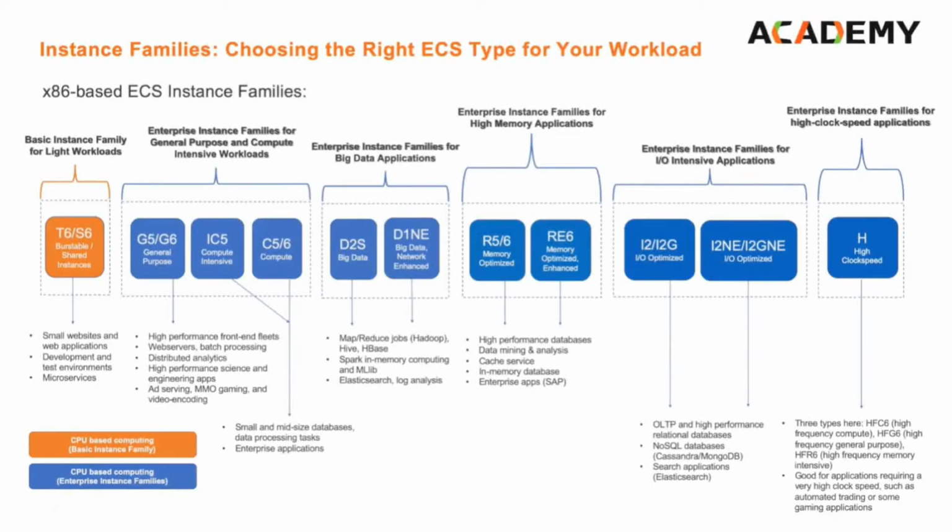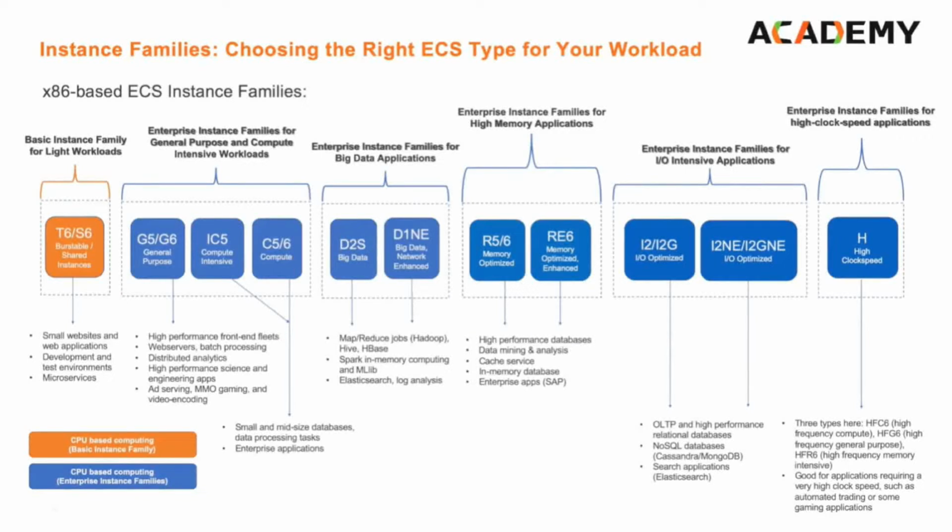When it comes to enterprise CPU based systems, there is a large category. Firstly, it has the enterprise instance families for general purpose compute intensive workloads. In that category, we have the general purpose G5 and G6. It is used for high performance front end fleets, web servers, batch processing, distributed analytics, high performance science and engineering apps, ad serving, MMO gaming and video encoding. IC5 compute intensive and C5 compute are used for small and mid-sized databases, data processing tasks, and enterprise applications.